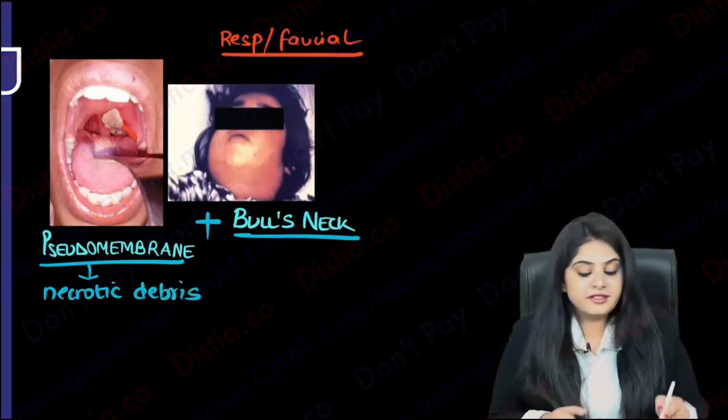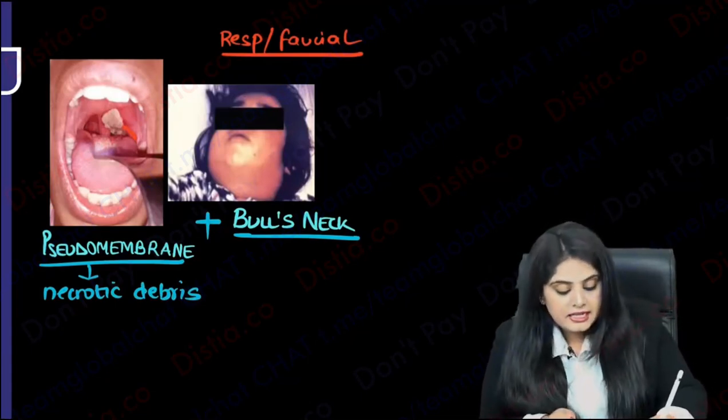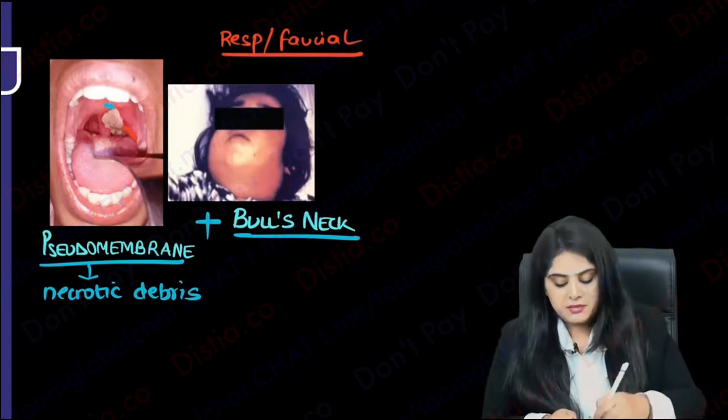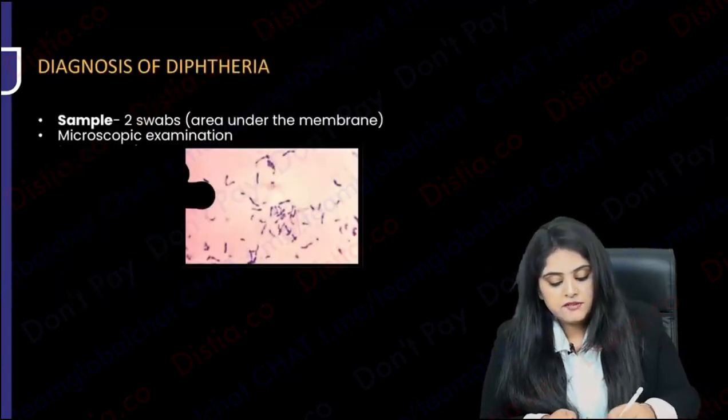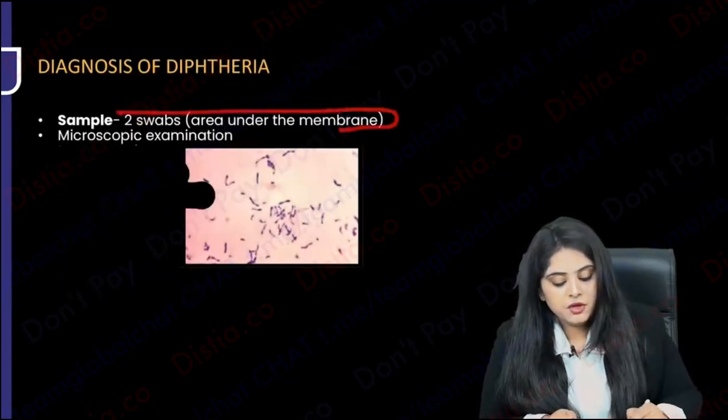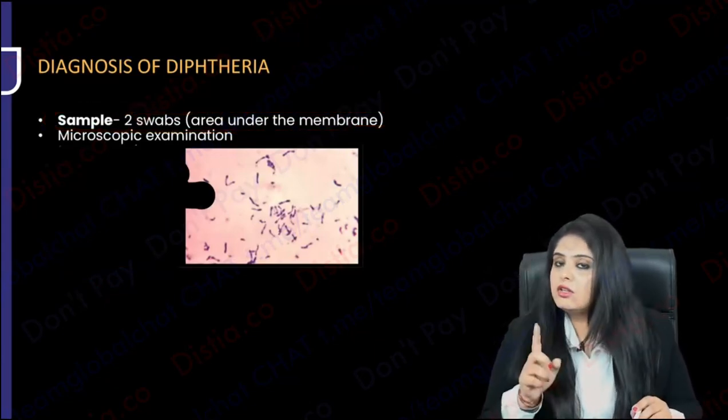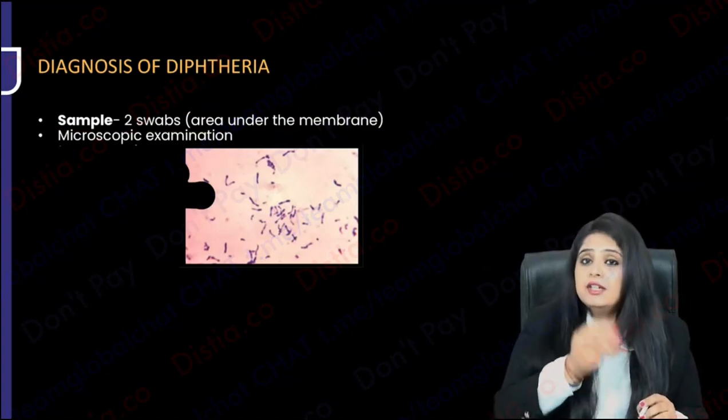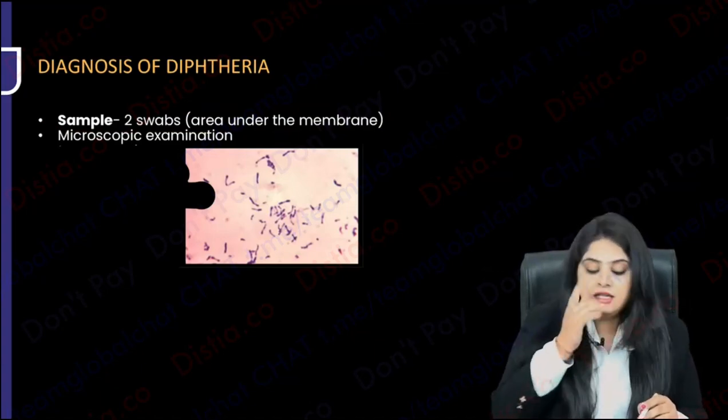You don't want to see dead cells. You will remove the membrane and take the swab from beneath the membrane. So what you're going to get is definitely going to be 2 swabs from the area under the membrane. Got the concept? Why do you want to see dead cells? To see the organism under it. So the area under the membrane.